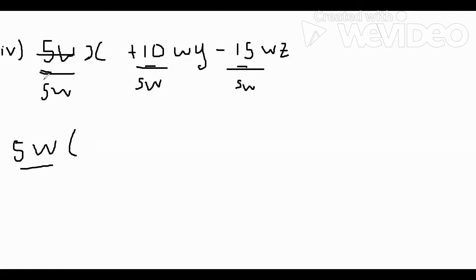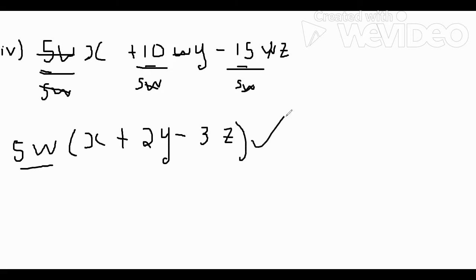So that cancels, leaving back X. 5 into 10 is 2. Y. W cancels W, left back Y. 5 into 15 goes 3. W cancels W, left back Z. So that's the answer. Any questions?